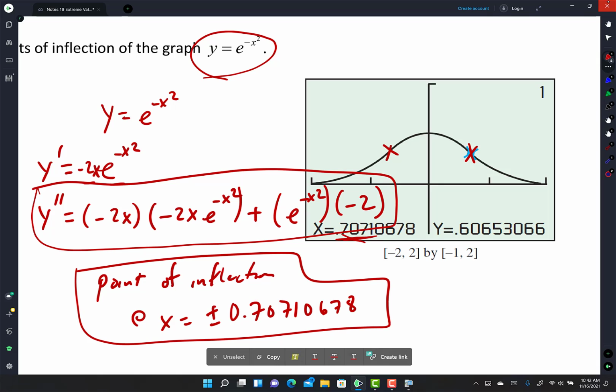Say it again. Yes. Because the second derivative will give me possible candidates for where the concavity changes. The concavity has to change from negative to positive or positive to negative for it to be a point of inflection. Because if it's positive, you're concave up. If it's negative, you're concave down.